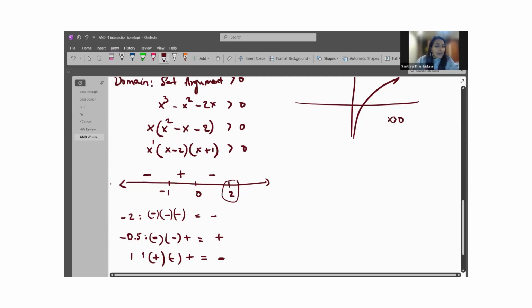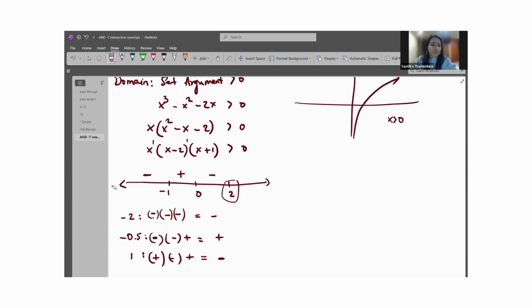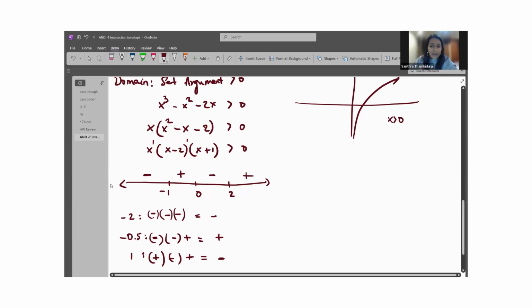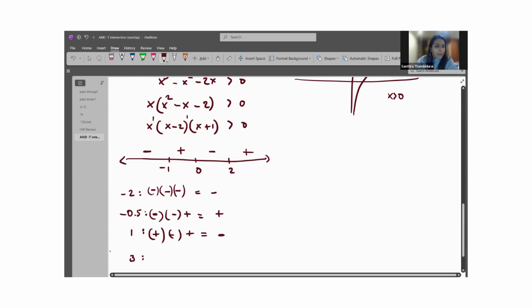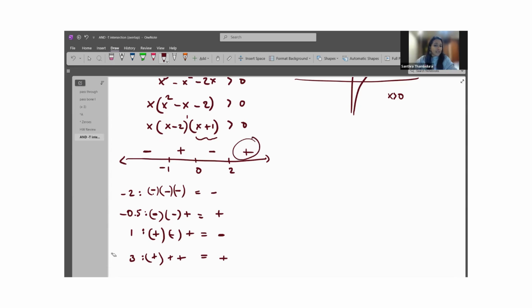At 2, again, the multiplicity is 1. It's an odd multiplicity, which means it needs to pass through, which means if this is negative, this must be positive. But let's plug in a value. If I'm plugging in 3 into this function, 3 into x, that's going to give me a positive. 3 into this factor, 3 minus 2, that's positive. 3 into this factor, 3 plus 1, that's positive. So it's positive times a positive, which is just a positive. And I had gotten a positive here.